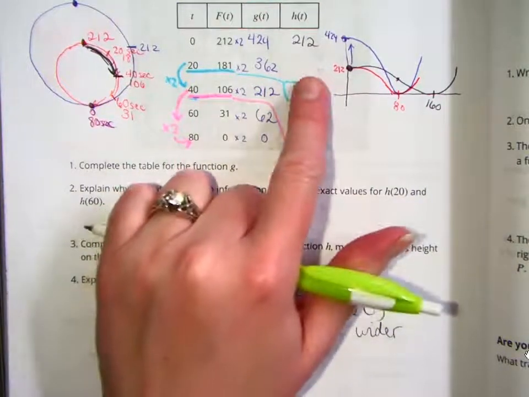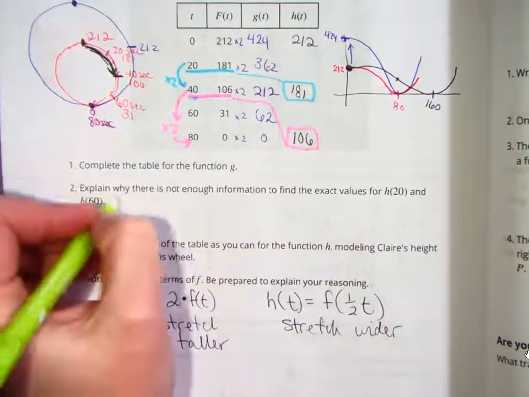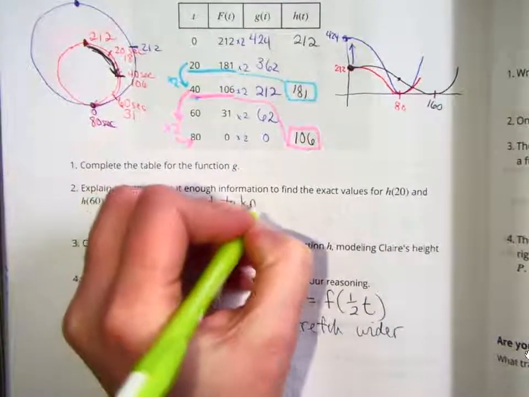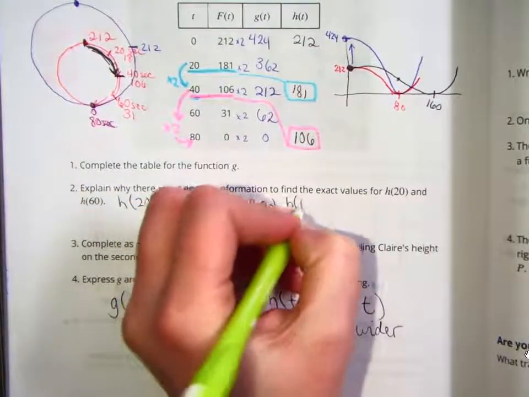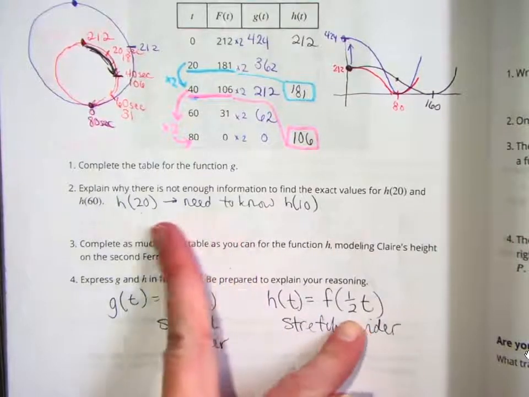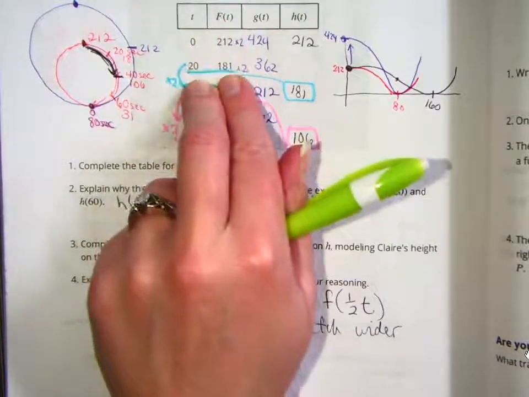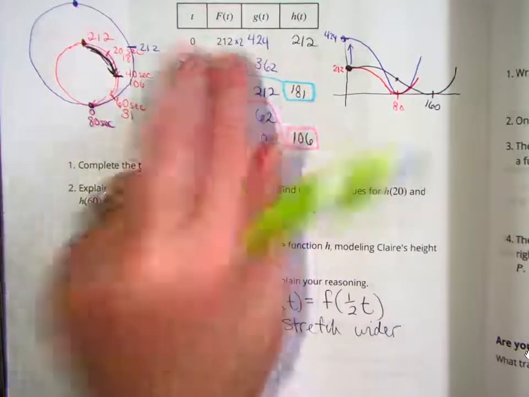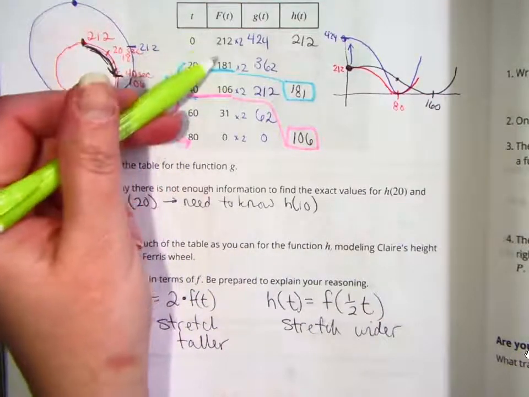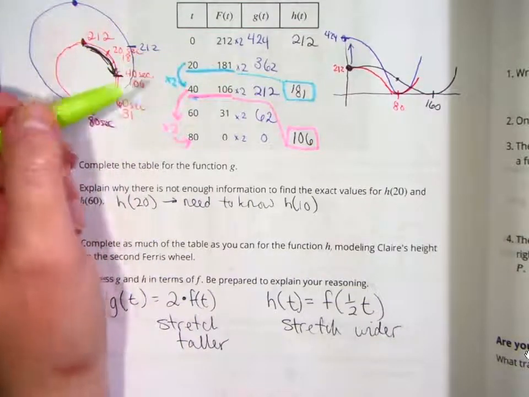Now we can't find these outputs for our newest wheel at 20 and 60 because in order to find h of 20, we need to know f of 10. And we don't know that, right? Because we need half of our former input. To find 20, we need to know 10, and f of 10 in our original table is not known. It's not in there. We could estimate certainly between these two and know that it's somewhere between these two numbers, but I don't know what it is exactly because it doesn't tell me that information in the graph.